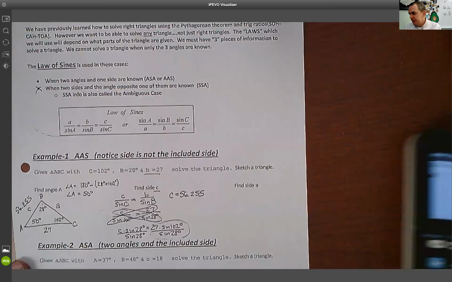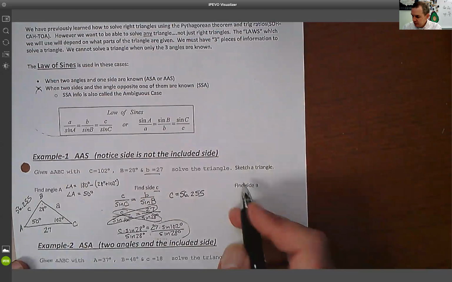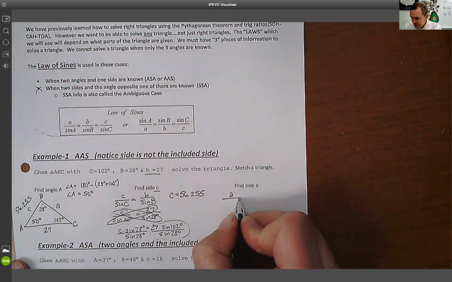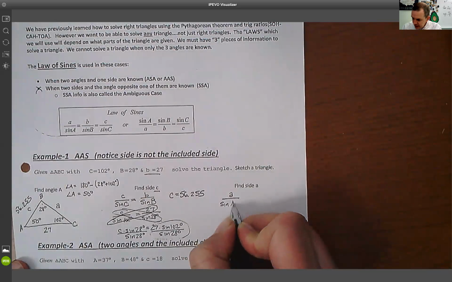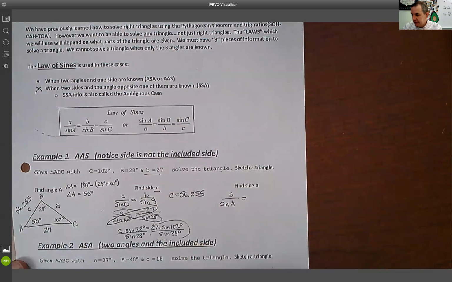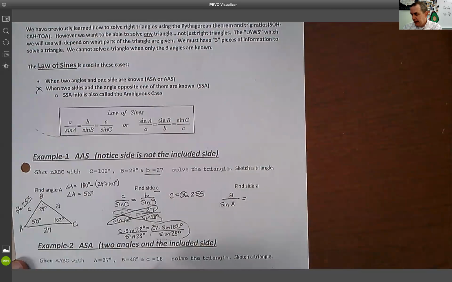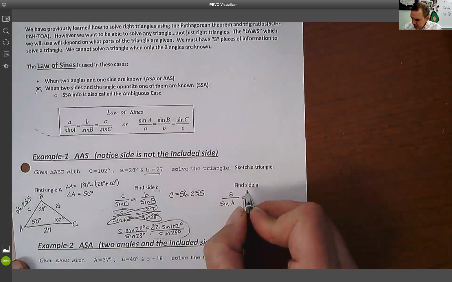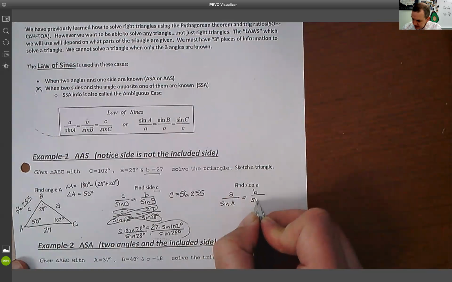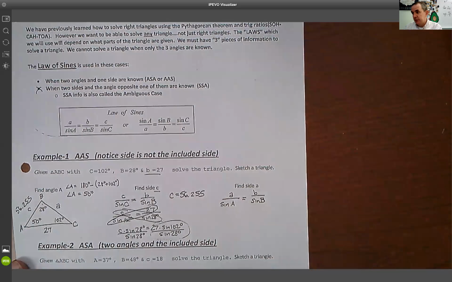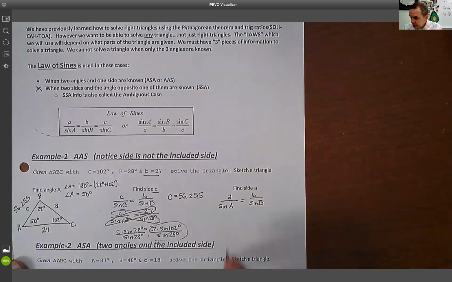And now it's going to ask me to find the measure of side A. Well, again, the way you set it up is, since I'm asking you for side A, I'm going to do A over sine A. I'm going to do this first part, and I'm going to set it equal to what I do know. And I do know B, and I know sine B. But I could have done C if I wanted to. I'm just going to do B because I've already done it once.